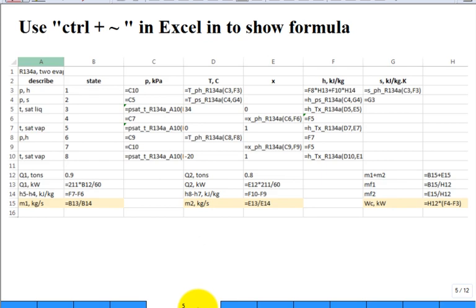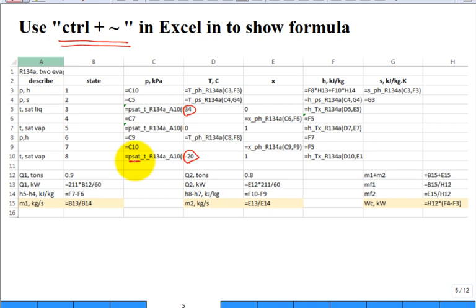In Excel, I don't know if you've ever used the control tilde. Hold the control button down, hit the tilde, and it will flip you to expose your underlying equations. And so here it is. It's like I typed in negative 20. I typed in 34. And then I said PSAT.